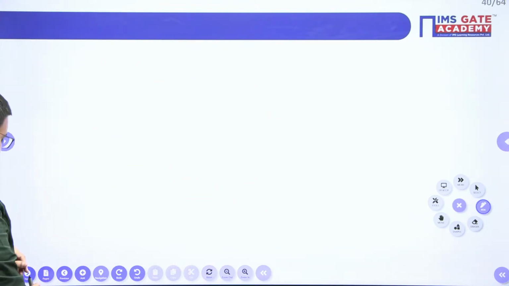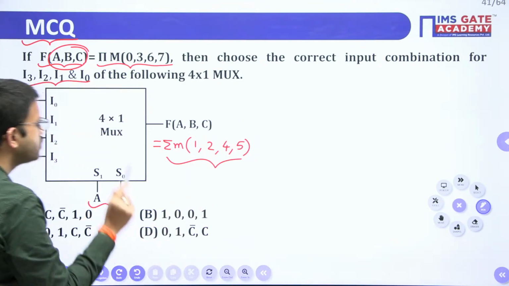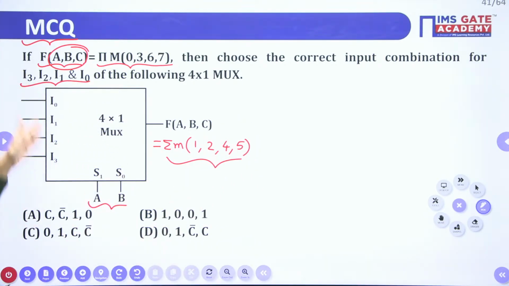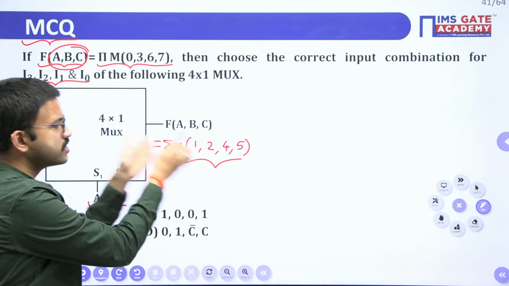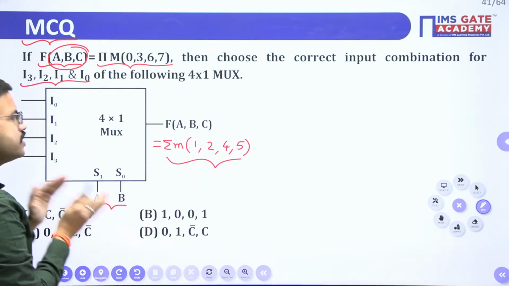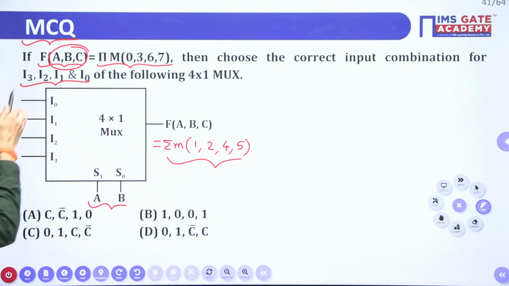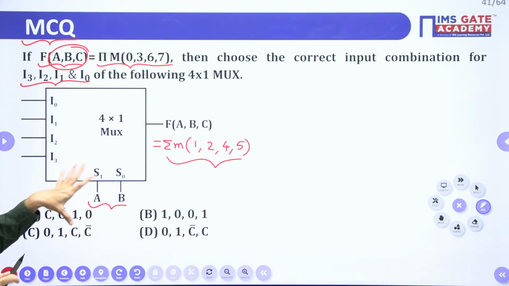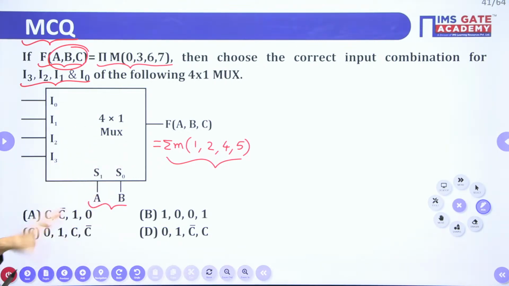Another variety is where they have given the sigma m form and the selection lines, and now they are asking what the input values are. One approach is they give the inputs and the selection lines and ask for the output function. In other cases they give the selection lines and the output function, and ask what the inputs are. I hope up to this point it is clear for everyone. If you have any doubt, you can mention it in the chat, I will clarify. So this is a very, very important conclusion point.